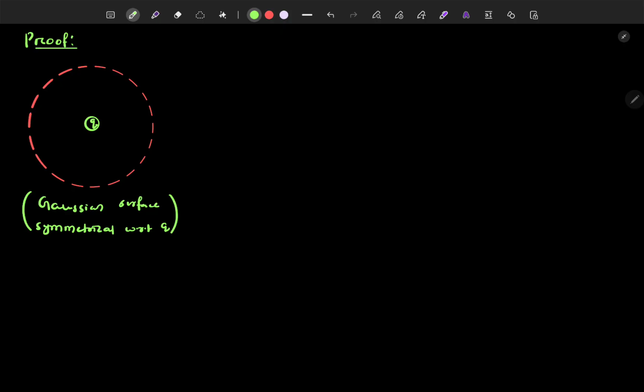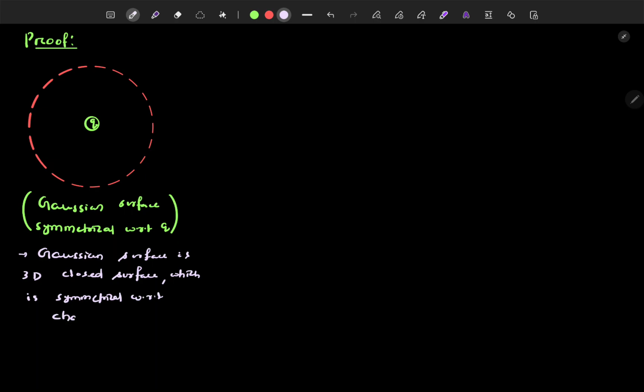So if you will write what is Gaussian surface, what you have to write? Simply you mention Gaussian surface is three-dimensional closed surface symmetrical with respect to charge. Okay, so what is Gaussian surface? It is clear. So it is a 3D type closed surface which is symmetrical with respect to charge.